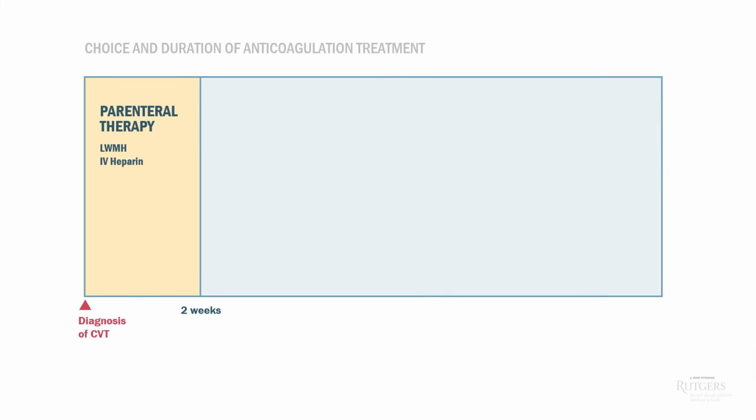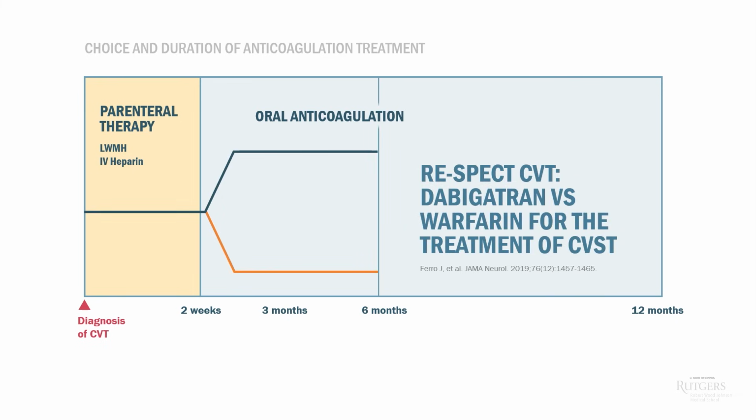If the patient remains stable, then transition is made to oral anticoagulation. Direct oral anticoagulants are safe and effective in preventing peripheral deep venous thrombosis, but is there any evidence of their efficacy for cerebral venous thrombosis? The only randomized controlled trial that was published at this point is the RESPECT CVT trial.